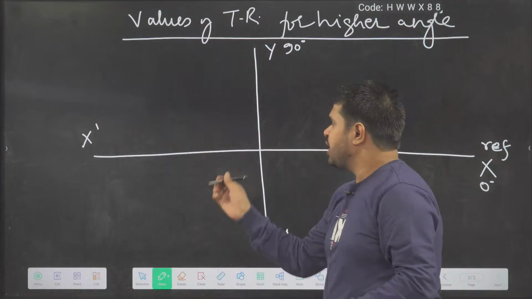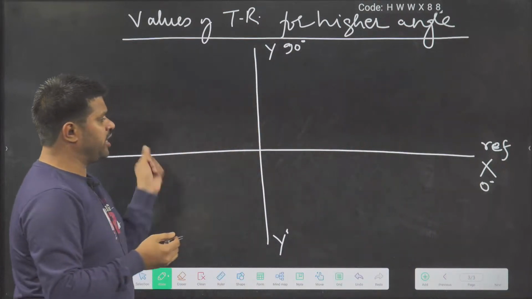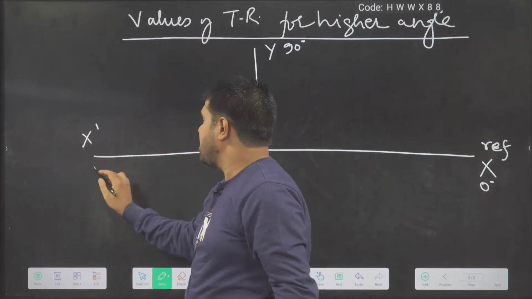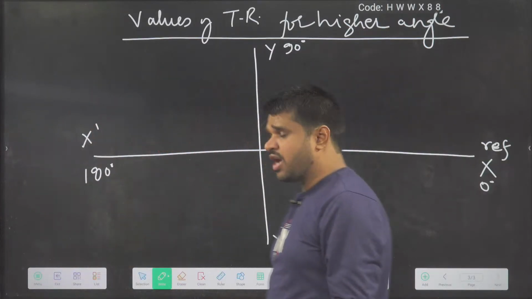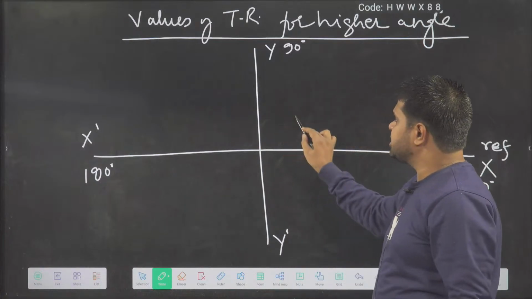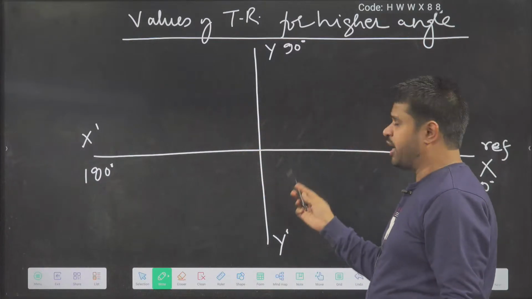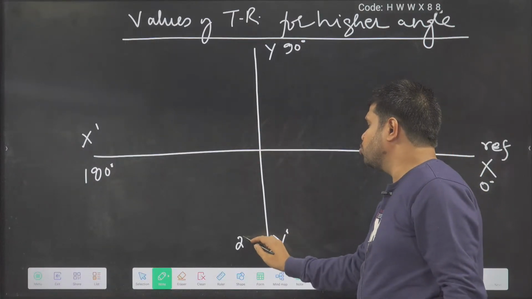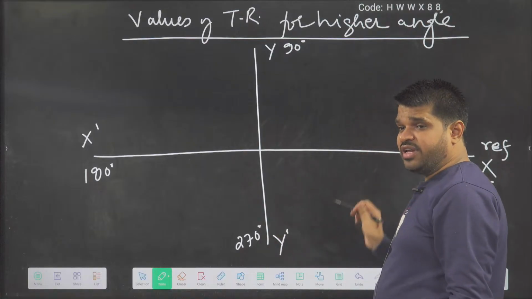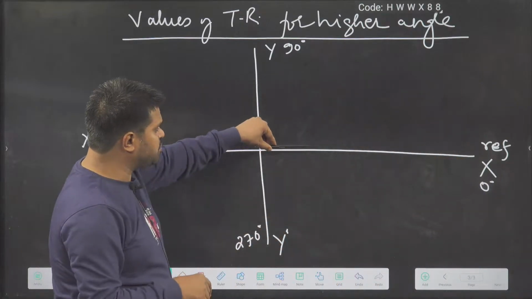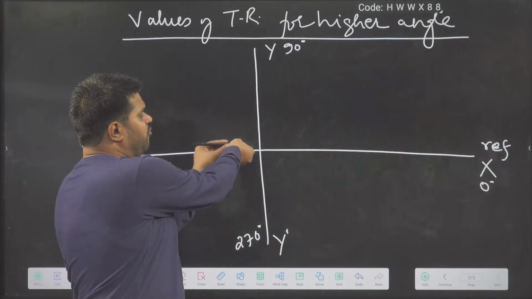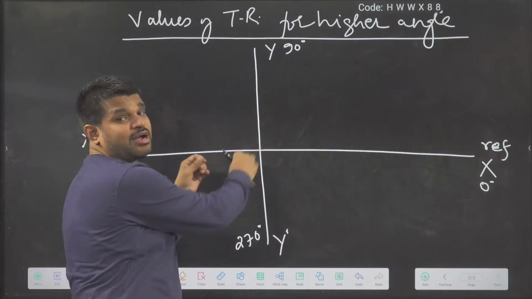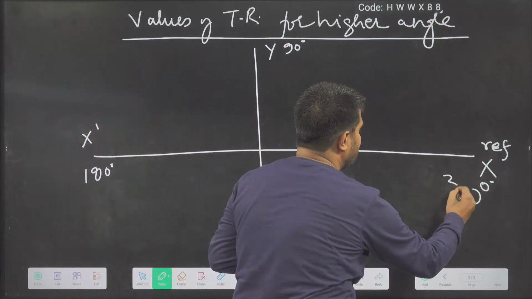Now the negative x-axis. It makes 180 degree with what? The positive x-axis. So here I will write 180 degree, and y dash, this is 90, this is 90, this is also 90. So the negative y-axis is making how much angle? 270 degree with the reference arm. And if I complete one full rotation, 360 degrees is completed. So here also I am writing 360 degree.